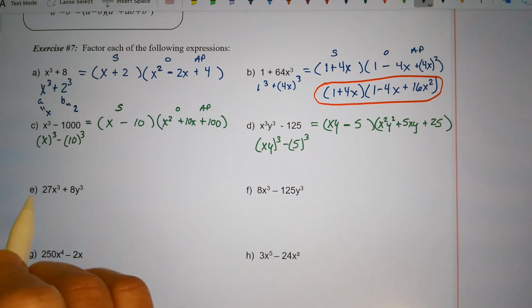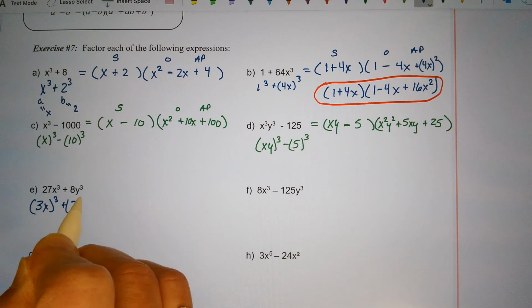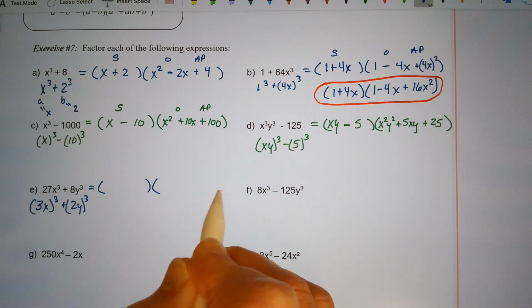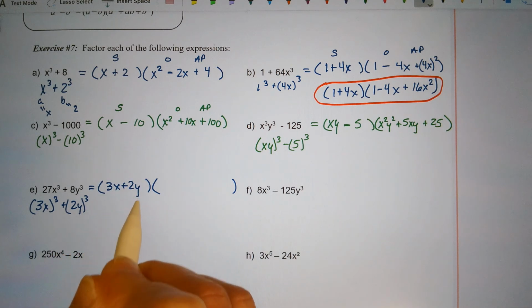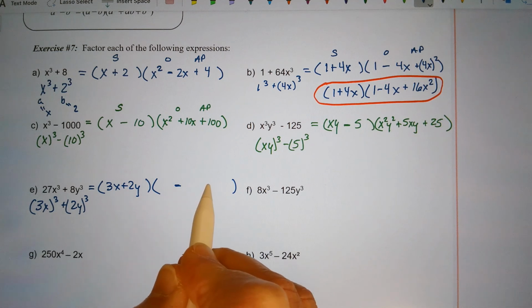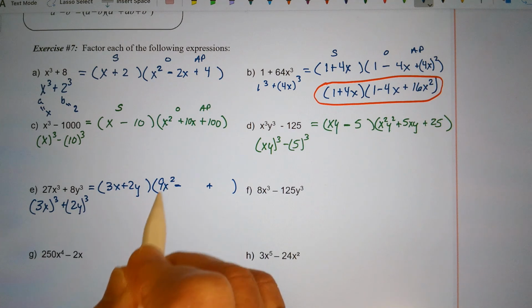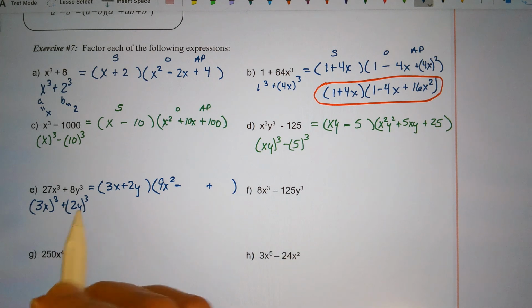There's no GCF here. This is the sum of cubes, 3x cubed plus 2y cubed. And we have the binomial and then the trinomial. 3x plus 2y, the signs go same, opposite, always plus. 3x times 3x, 9x squared. If you want, do the first and the last of the trinomial. 2y times 2y, 4y squared. And then the middle is just their product. 3x times 2y is 6xy. Simple.